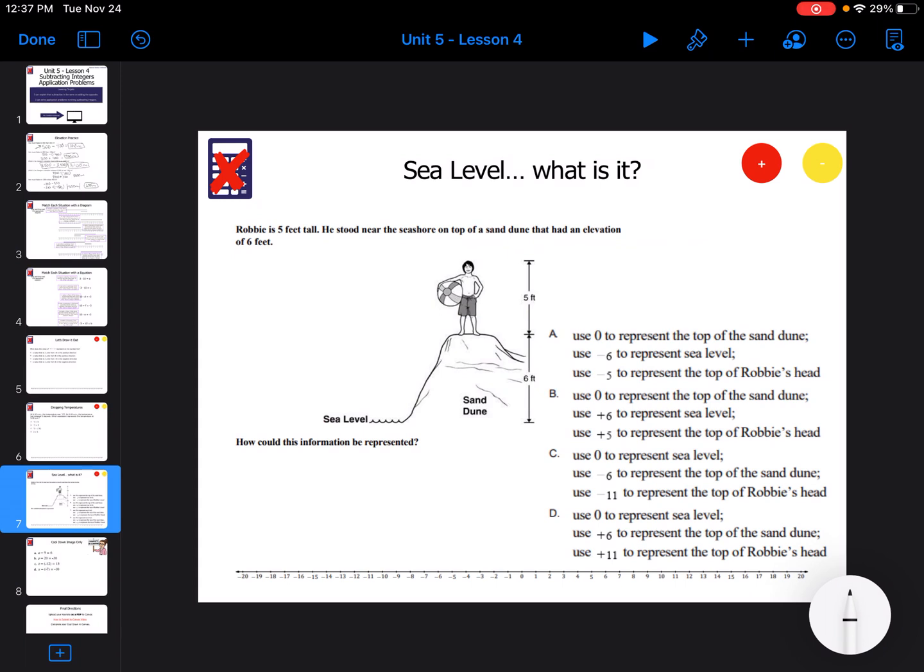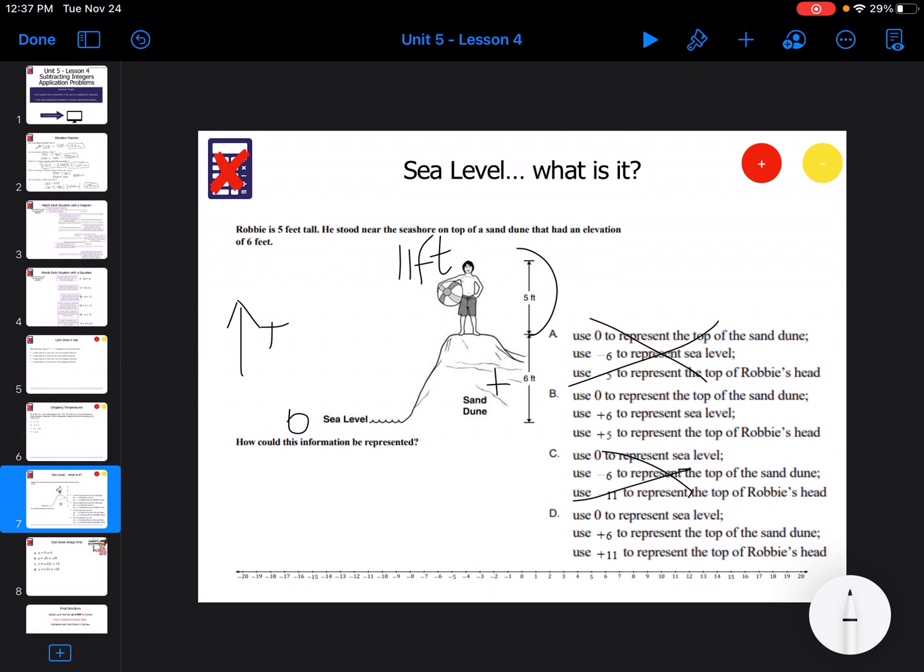So now I have a sand dune, and I'm trying to figure out what my values are. So I know sea level is 0, and I know everything above sea level is going to be a positive number, right? So it's going to be a +6. So then if I'm standing 6 feet above and I'm 5 feet tall, that means this is going to be at 11 feet. So this one has a negative number, negative. So I'm between B and D.